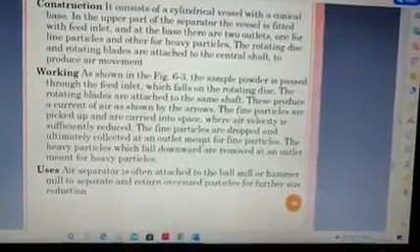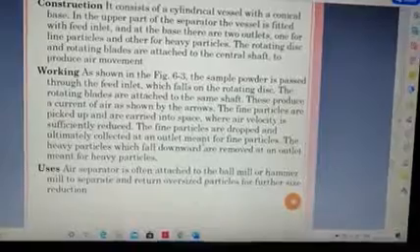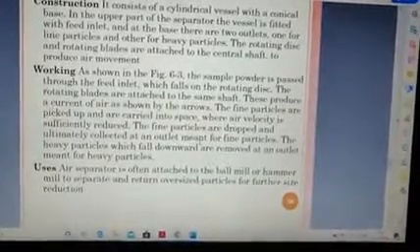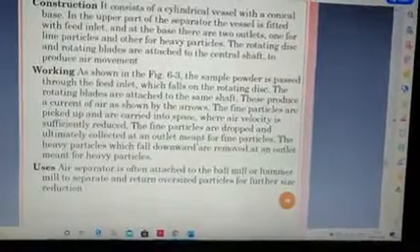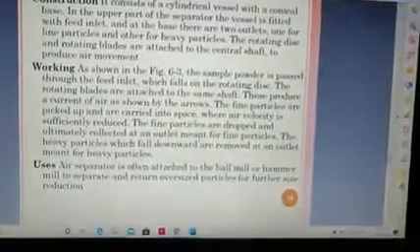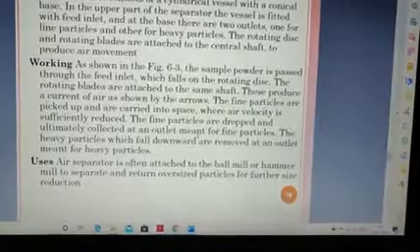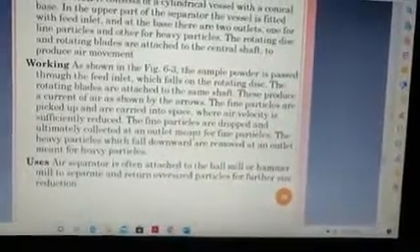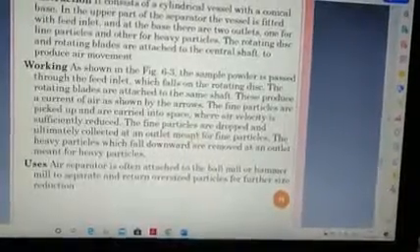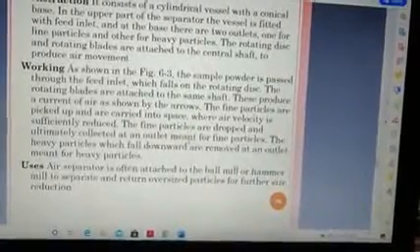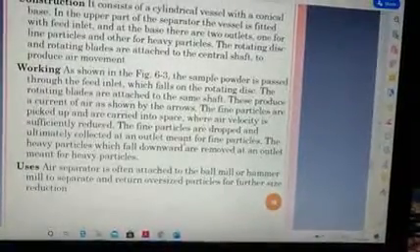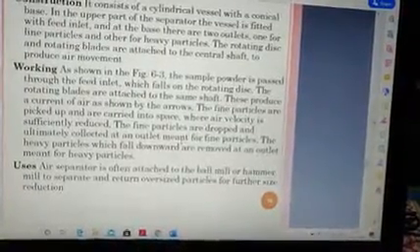The fine particles are picked up and are carried into a space where air velocity is sufficiently reduced. The fine particles are dropped and ultimately collected at an outlet meant for fine particles. The heavy particles which fall downward are removed at an outlet meant for heavy particles. So whatever directly falls down due to its density and weight goes through the heavy particle outlet, and whatever gets suspended in the high velocity air moves towards the fine particle outlet.